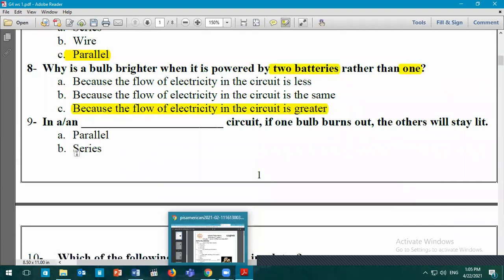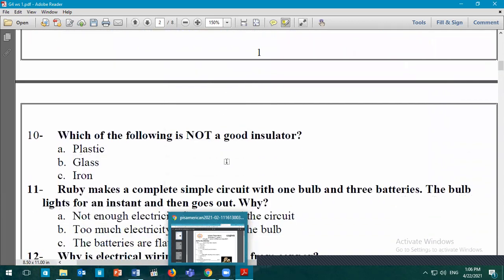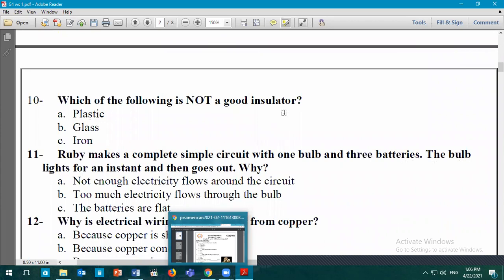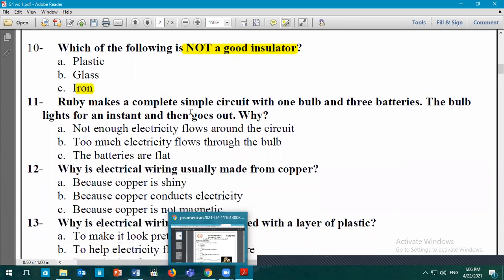In a parallel circuit, if one bulb burns out, the others will stay lit, stay working. Parallel, yes, well done. Number 10, which of the following is not a good insulator? Not a good insulator means it's a good conductor. Iron? Iron, yes, well done. So see, you're getting to it.